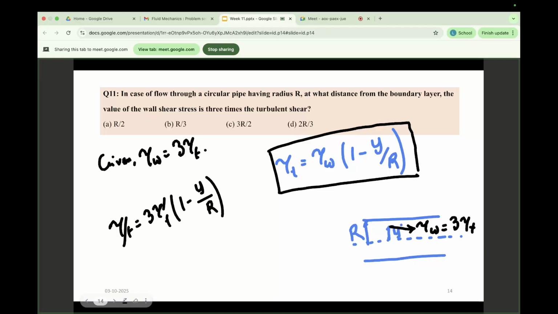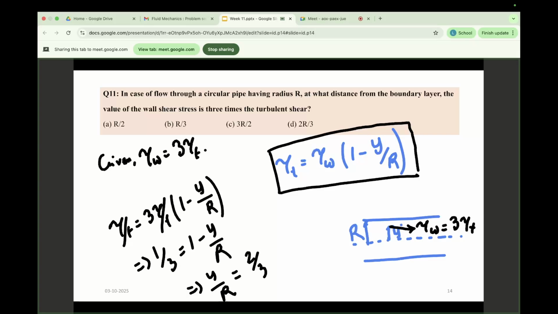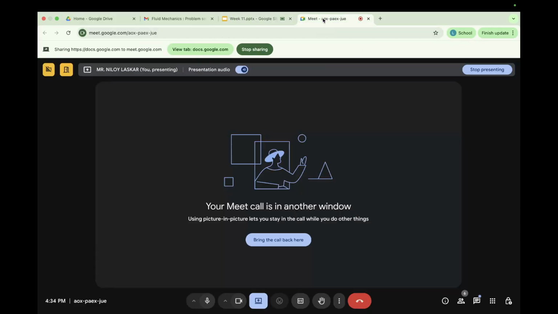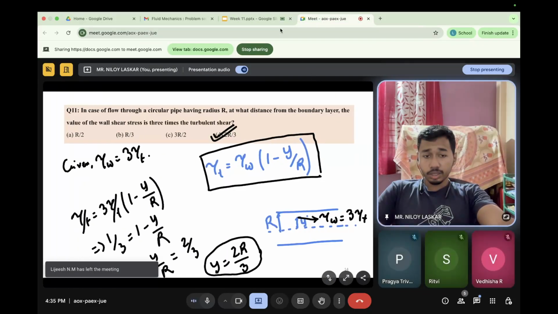So these two will be cancelled out. So I can write 1 by 3 is 1 minus Y by R, or Y by R is 1 minus 1 by 3, which is 2 by 3. Therefore Y is 2R by 3. So the correct answer is option D. Good, Pragya. So I hope that you understand this thing.